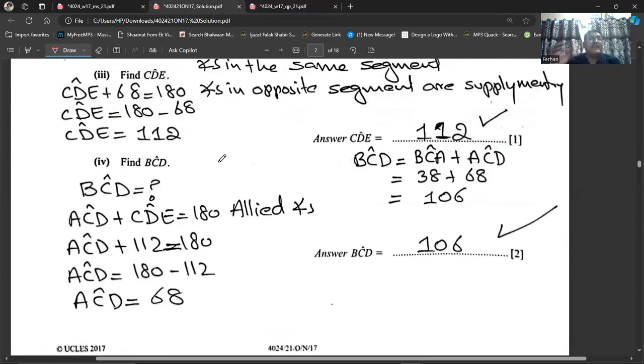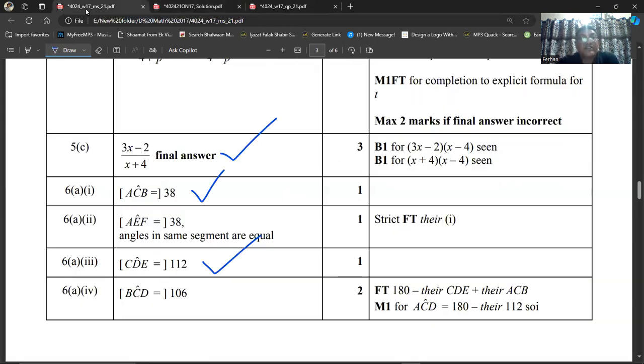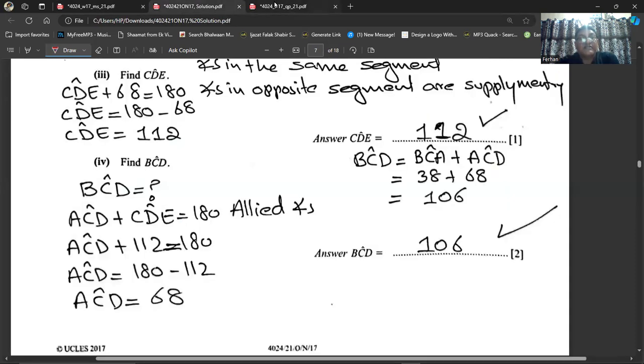So the BCD is the question. The ACD plus the CDE is equal to 180 degrees because they are the allied angles. So the ACD plus 112 is equal to 180. So the ACD will be equal to 180 minus 112, and the ACD angle will be equal to 68 degrees. Now the BCD angle, which is the main question, will be the BCA angle plus the ACD. So it will be 38 plus 68, so it is 106. So the angle BCD will be 106. So 106 is the right answer, sir. This is how we do it.